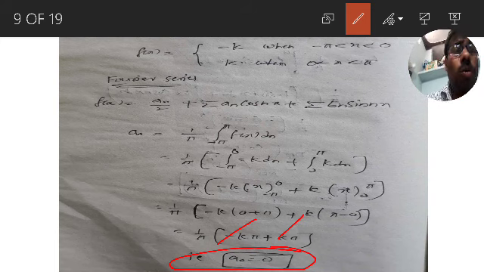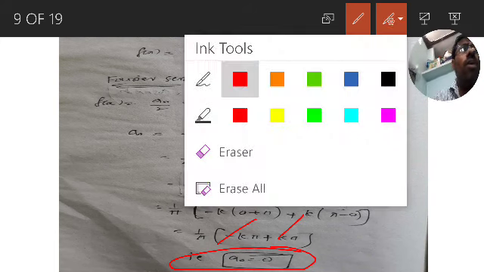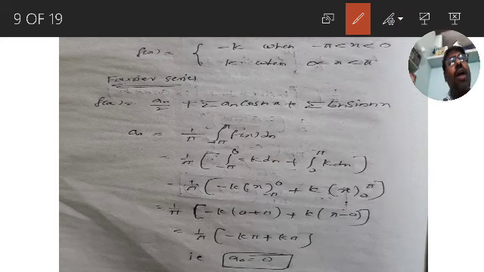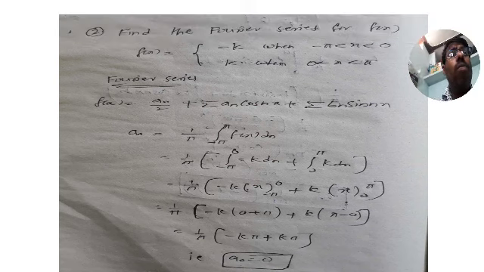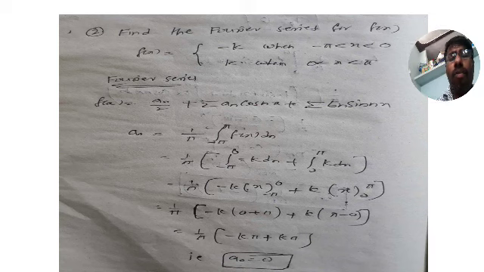Now let us go to the next. What you have to find? Now we got a naught, and you need to find the an and bn values. Just note down so that we can move on to the next slide of finding an and bn values.